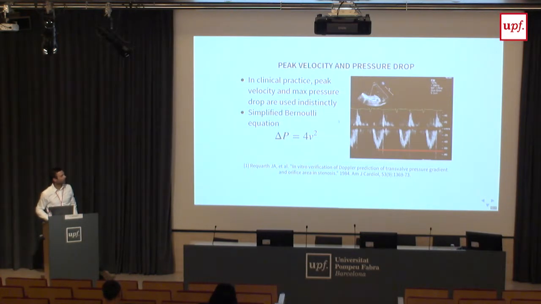In summary, it would be the maximum velocity or the peak velocity. Then they use a simplified version of the Bernoulli equation, which basically translates peak velocity into pressure drop. And then oftentimes when they talk to each other, they talk about peak velocity and pressure drop indistinctly, as if it was the same thing. It means the same thing from a clinical perspective to them. And actually, most of the time, they don't even compensate for the angle. They just try to align the beam with the vessel direction, and that's it.